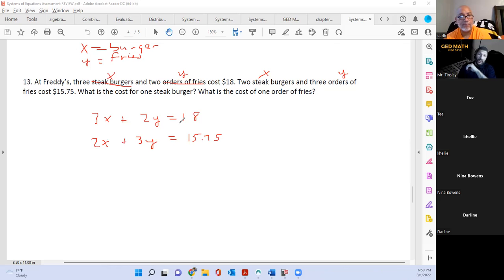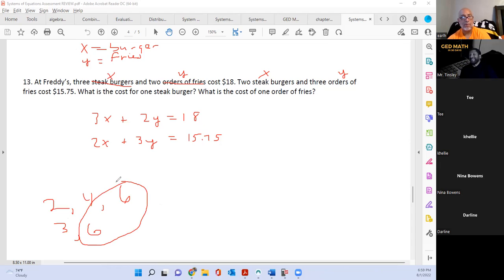This is a little bit more difficult because the GED usually has the same term, the opposite term, or you got to multiply one of the equations by a whole number. In this case, the problem here is we have to multiply both equations by different numbers. So what we're going to do is find the least common multiple. So 2, 4, 6, 3, 6. So the lowest number both of them go into is 6.